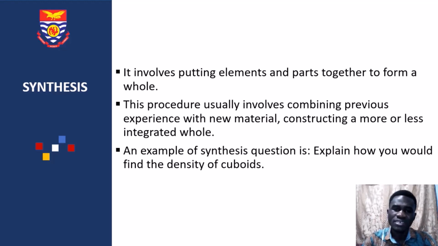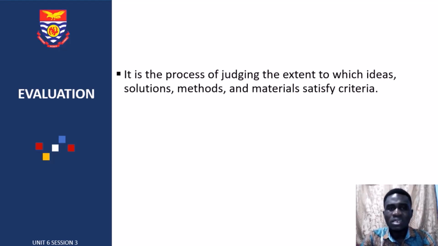You will observe that this question requires that the student first measures the dimensions of the cuboid and then calculates the volume. The next thing the learner must do is measure the mass of the cuboid before he or she can calculate the density. Now let's look at the final level of cognitive objectives according to Benjamin Bloom, which is the evaluation stage. Here it is the process of judging the extent to which ideas, solutions, methods, and materials satisfy a criterion.